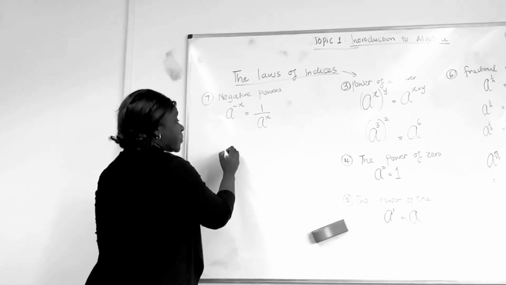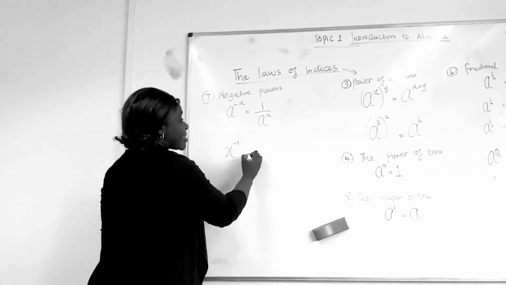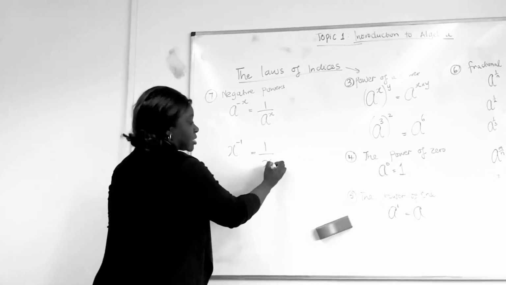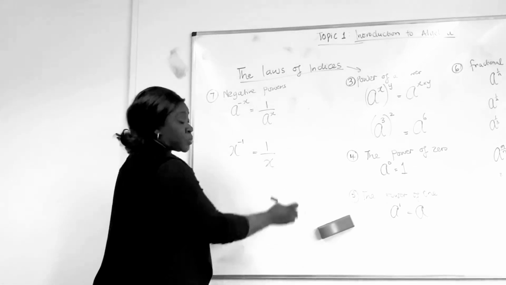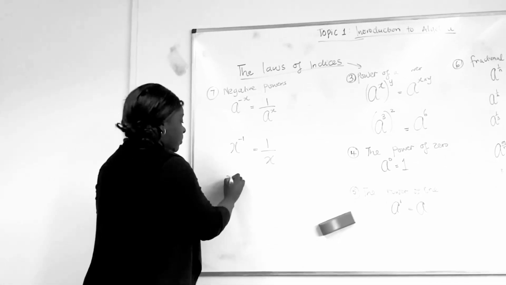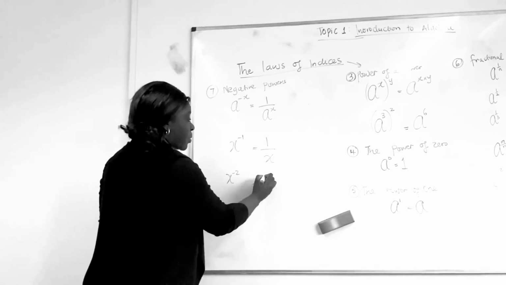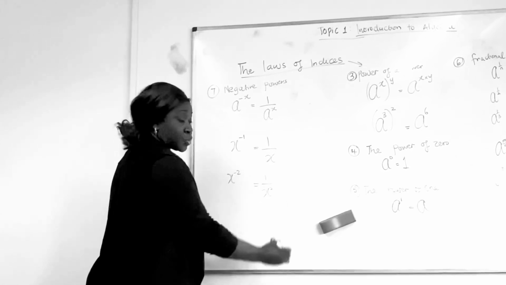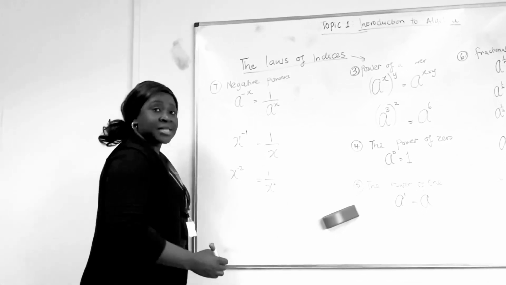So, for example, if you have x to the power of minus 1, that's equal to 1 over x to the power of 1. Obviously, you do not write 1 there. If you have x to the power of minus 2, that will be 1 over x to the power of 2. Just like that, and so on.